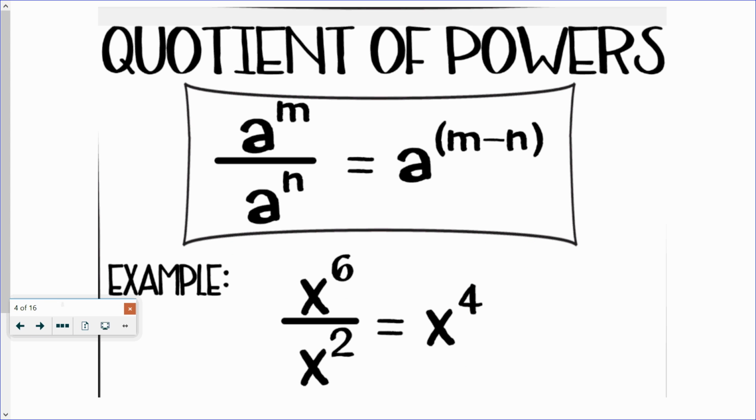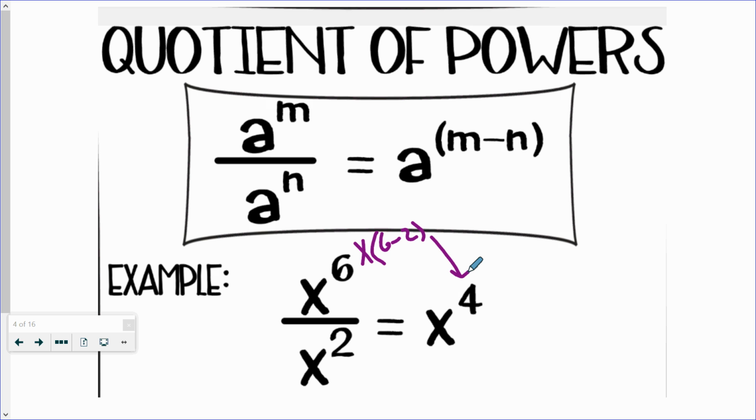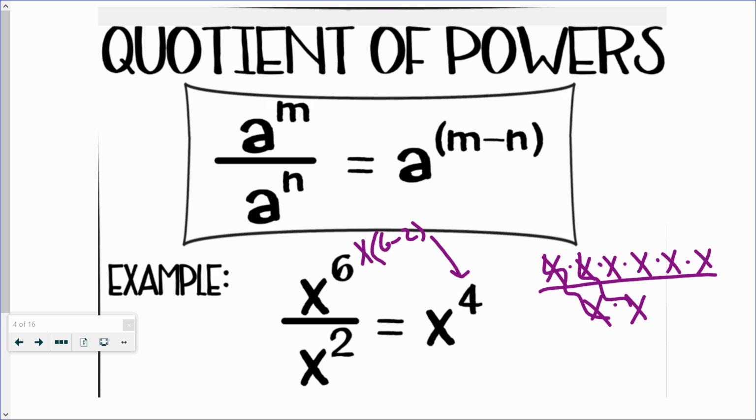The second property is the quotient of powers. So a to the m over a to the n equals a to the m minus n. So basically what we're saying is that I can say x to the 6th over x to the 2nd is really x to the 6 minus 2, which is where we got the 4 from. We could have also written it out as 6 x's and 2 x's. So they cancel out and I'm left with 4. So both ways are fine.